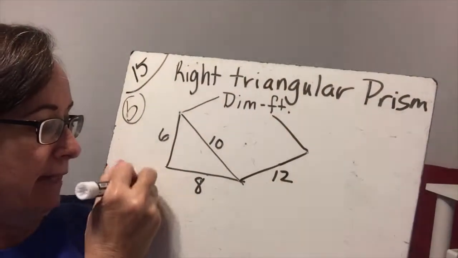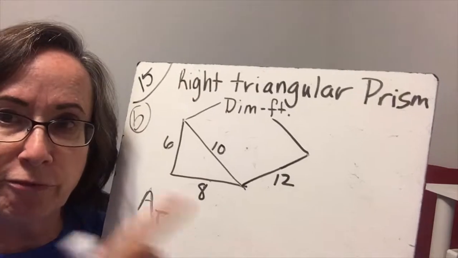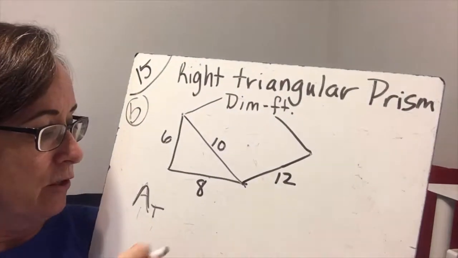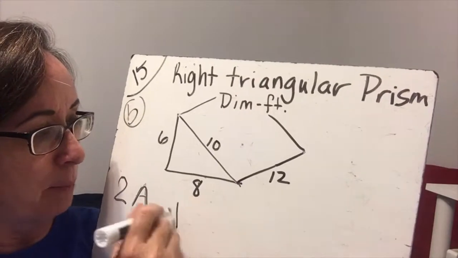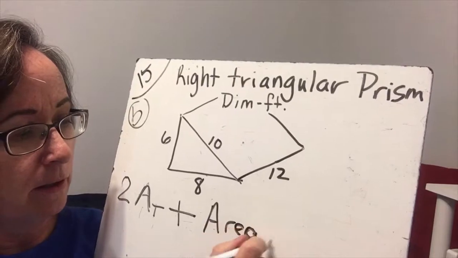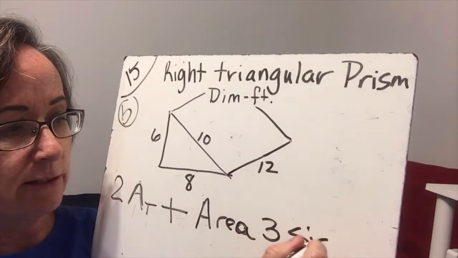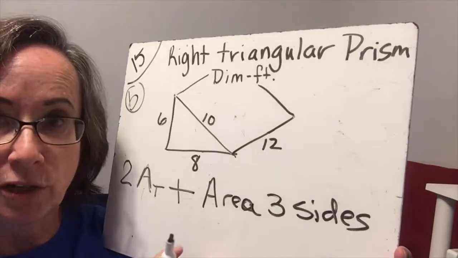So let's think of the area of the 2 triangles. So there's 2 triangles, right? One in the front and a matching one in the back. So we're going to have twice the area of the triangles, and then plus the area of 3 sides. Okay, so that's what we have to put together to find our surface area.